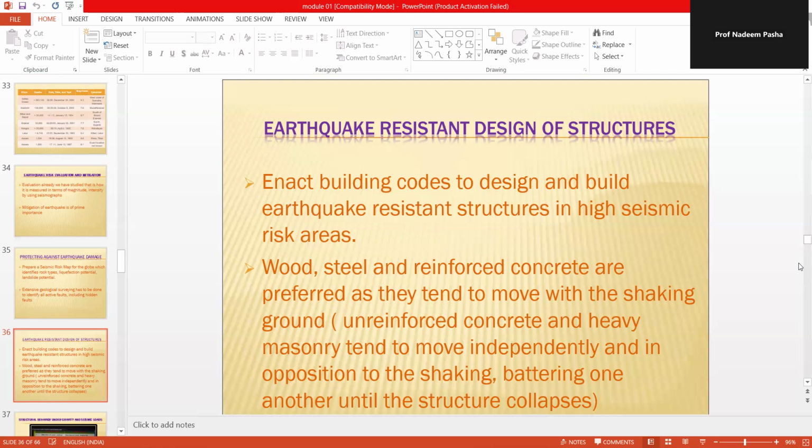Wood, steel, and reinforced concrete are preferred as they tend to move with the shaking ground. Unreinforced concrete and heavy masonry tend to move independently and in opposition to the shaking, battering one another until the structure collapses. The most important point when we design earthquake resistant structures is which type of material we are using for construction. Wood, steel, and reinforced concrete are the three preferred materials. Why? Because they tend to move with the shaking ground. As the ground moves during an earthquake, these materials also move. So constructing our buildings with these materials helps us resist the collapse of a building during an earthquake.